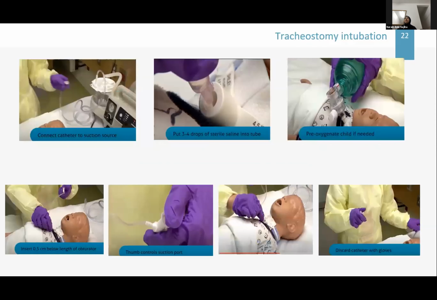And then tracheostomy suction. First, you connect the catheter to the suction source, and then you put 3 to 4 drops of sterile saline into the tube of the tracheostomy. Pre-oxygenate the child if needed. Your dominant hand picks up the catheter, while the thumb of the opposite hand controls the suction part. After that, you withdraw the catheter using a rotation method. After you're done with the procedure, you discard the catheter with the glove.